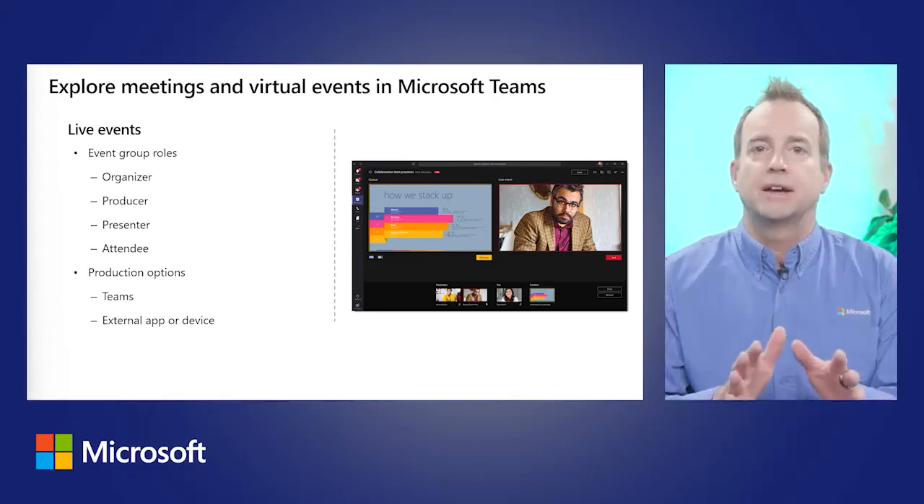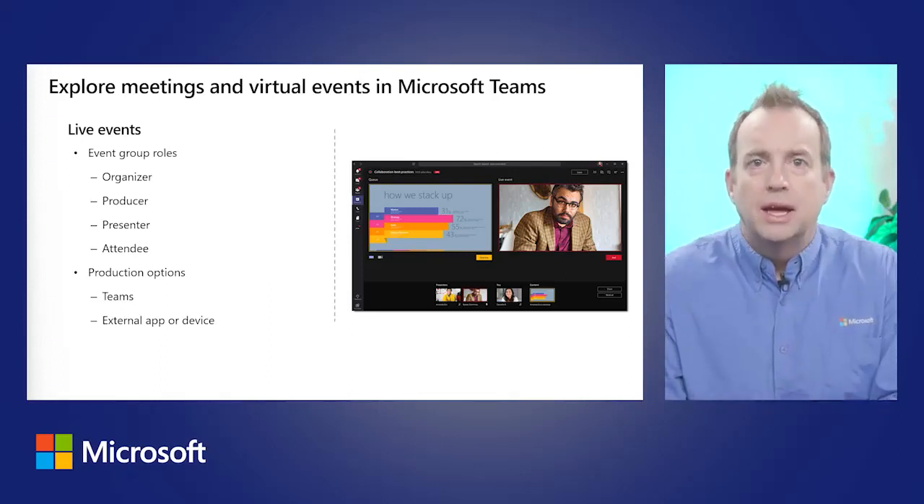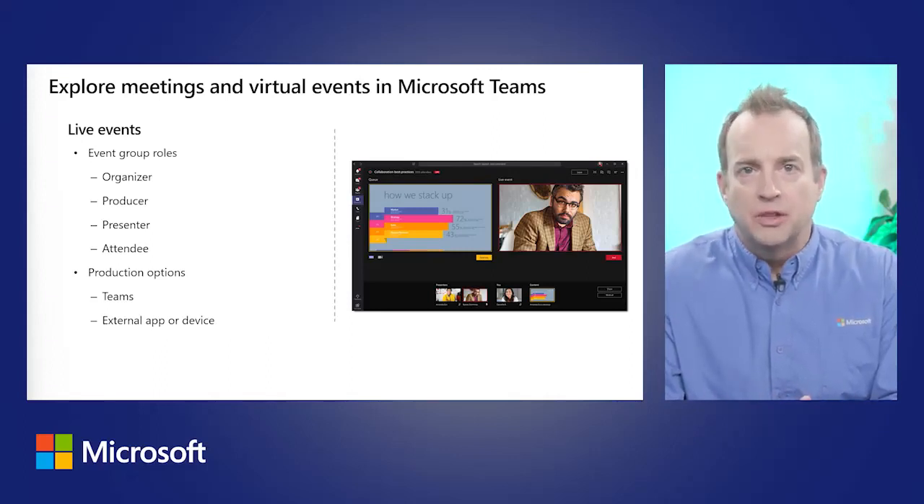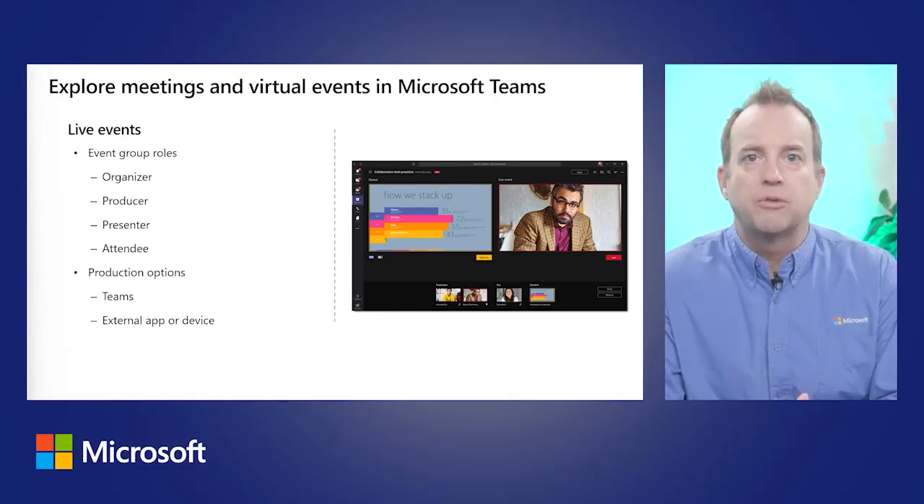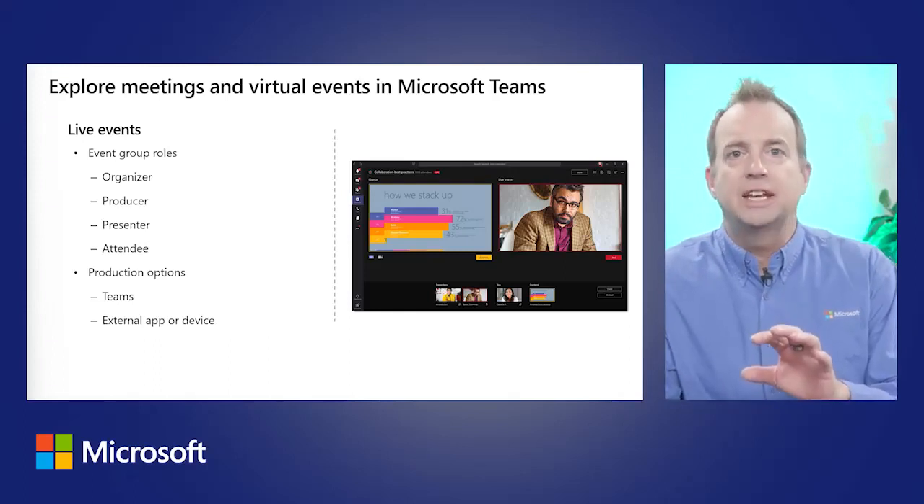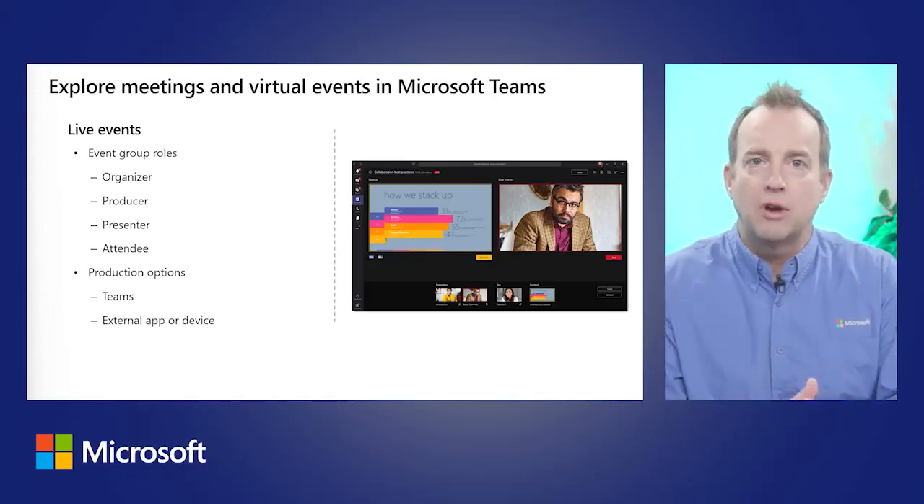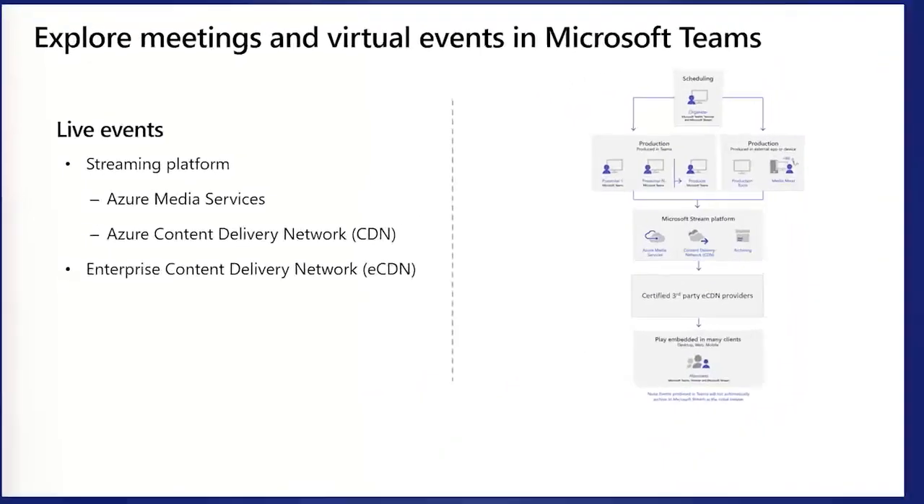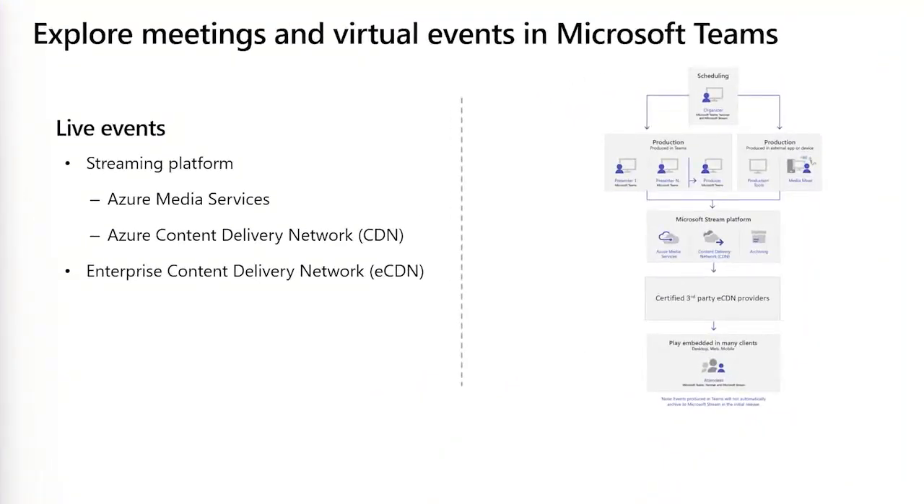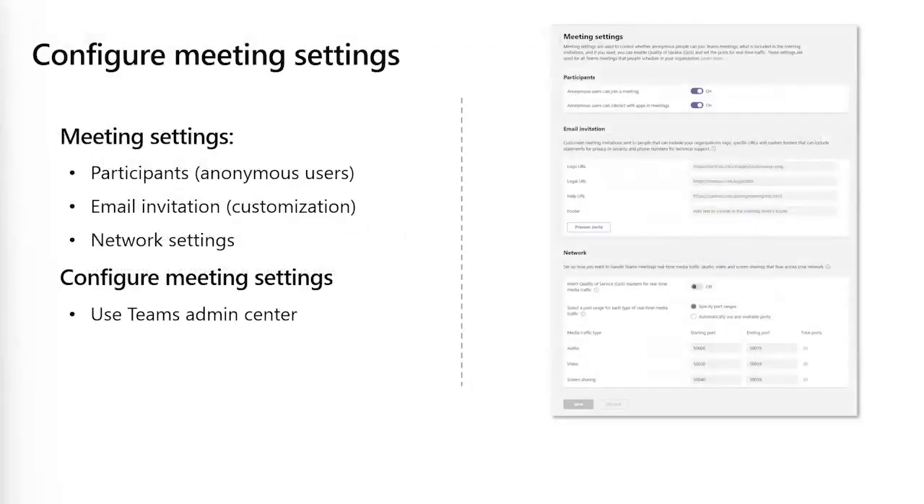So the idea is we want to get a quality feed to as many people as possible, up to 20,000, even from disparate locations around the world. So the idea with content delivery network providers, we want to get the video feed as close as possible to large groups of users so that they have minimum round-trip latency and the best experience viewing the virtual event. We can use Azure Media Services to help with production, and either Azure's Content Delivery Network or a third-party enterprise content delivery network provider. There are various meeting settings we can use.